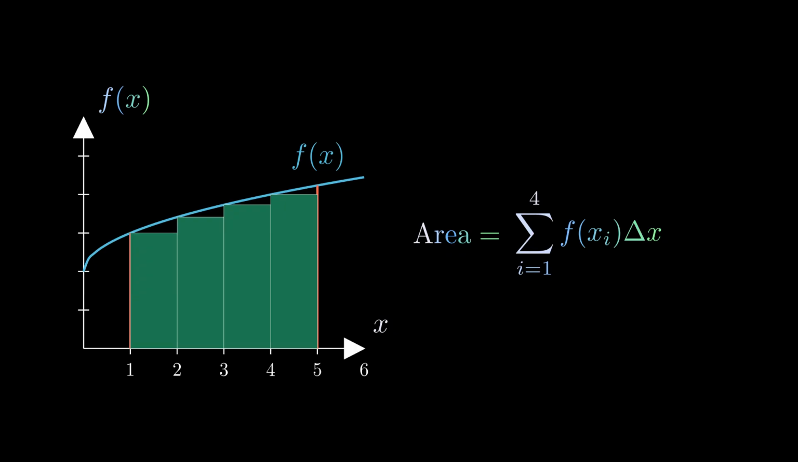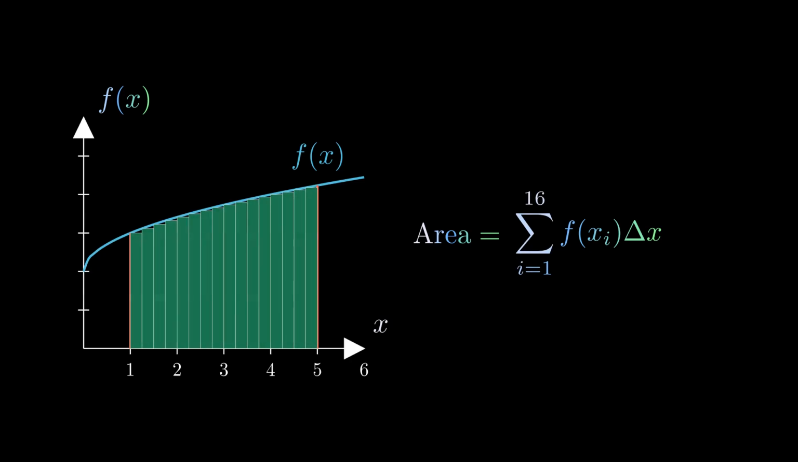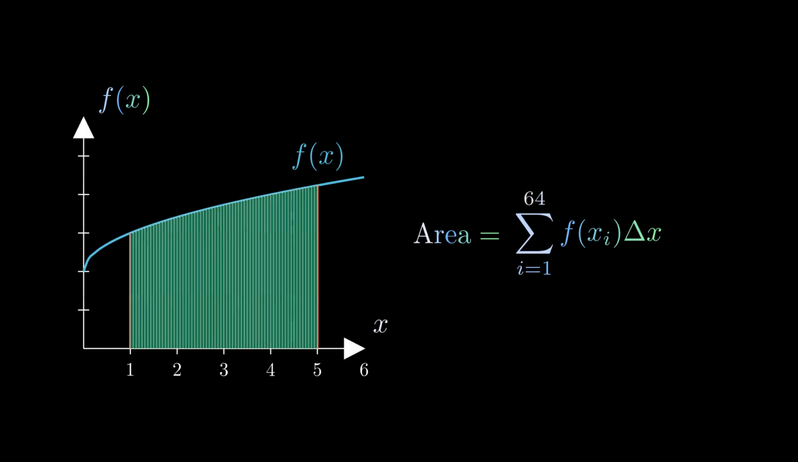So what can we do to reduce the error? Simple. Use more rectangles. The more rectangles we add, the better our approximation becomes. The rectangles hug the curve more closely, and the total error gets smaller and smaller.